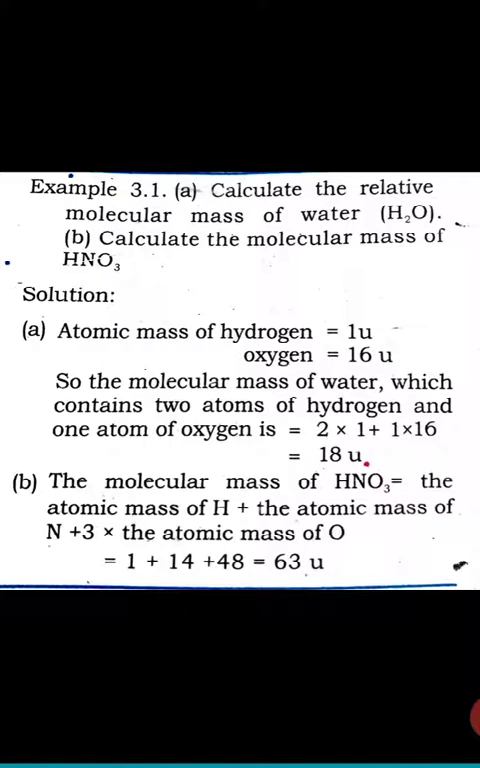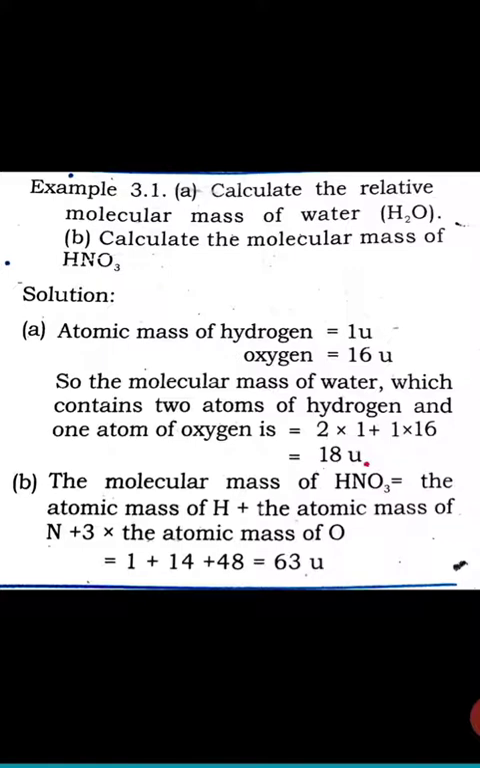So 1 into 16. So how will you find out the total then? 2 into 1, 2 plus 1 into 16, 16. Total 18. So the molecular mass of water is 18 u. 18 u means 18 atomic mass unit. Now see the next. That is nitric acid, HNO3.